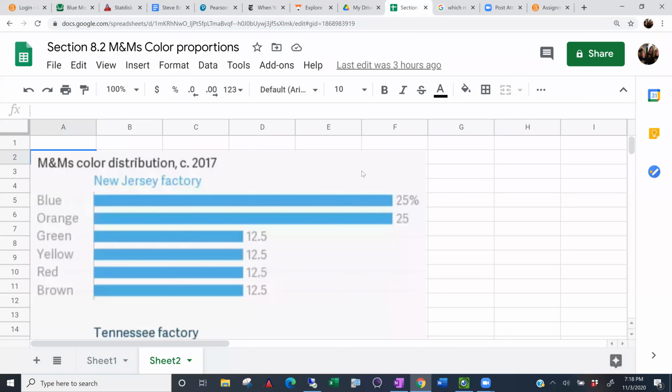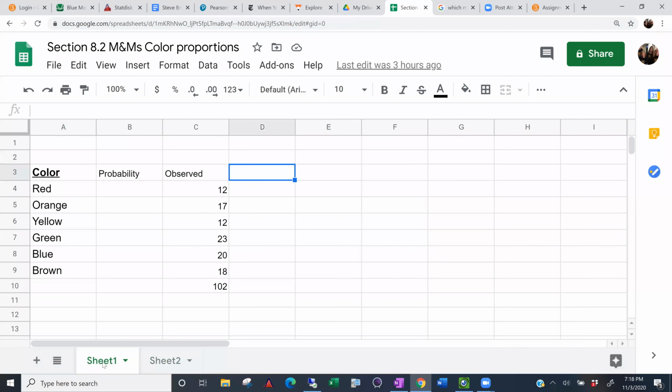And let's do a hypothesis test to see if our data is consistent with the claimed percentages or proportions. So we can do this for one color. I don't want to do this for all of these. So take your pick. Which one do you want to do? What color? All right, blue it is.